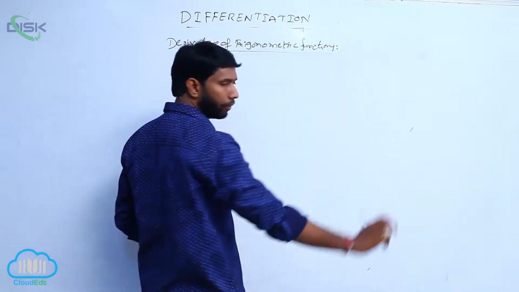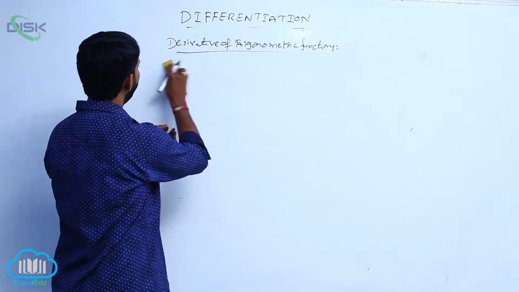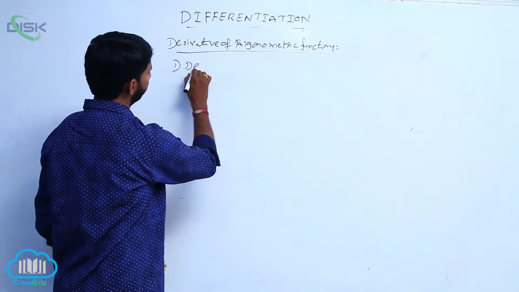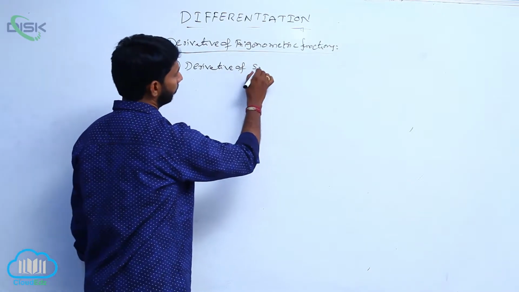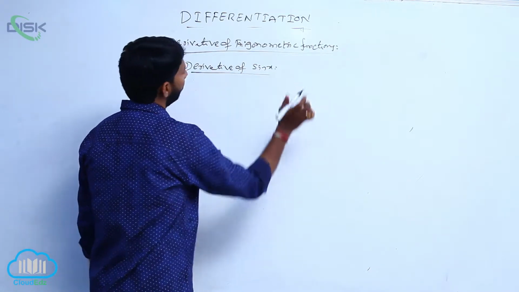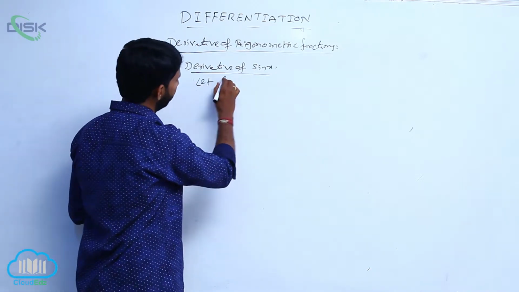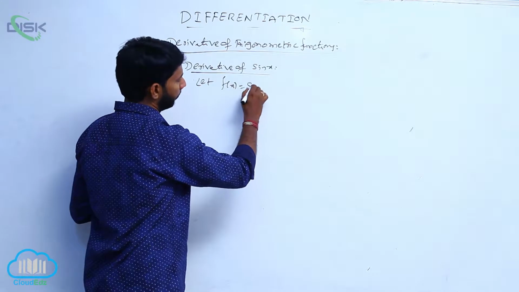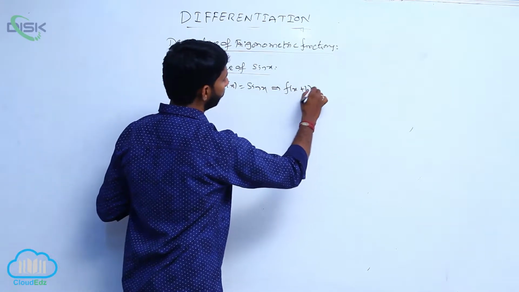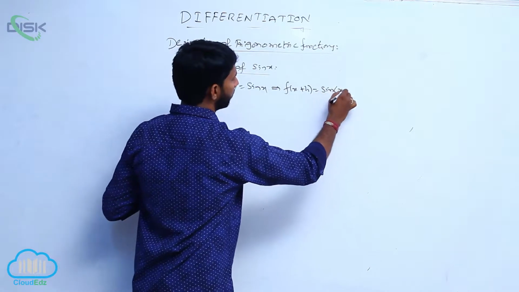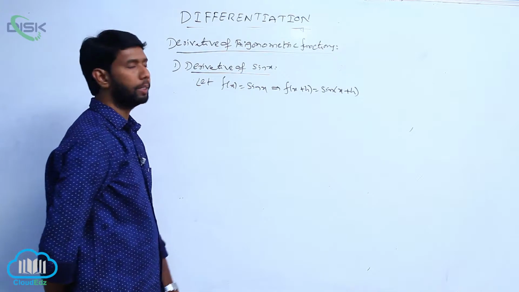Derivative of trigonometric functions. First one, derivative of sin x. Consider, let f of x equal to sin x. That implies f of x plus h is equal to sin of x plus h.